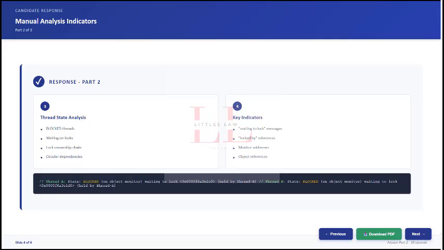So the monitor addresses are your breadcrumbs. You have to always look for the monitor addresses. Follow them and you will find the cycle. And moving on to slide 5.